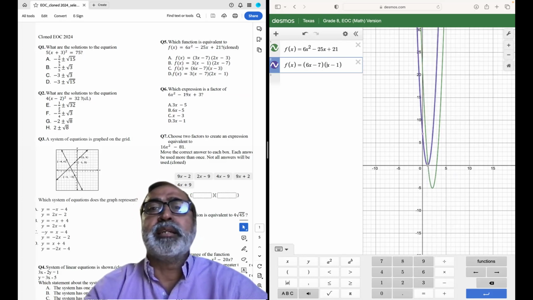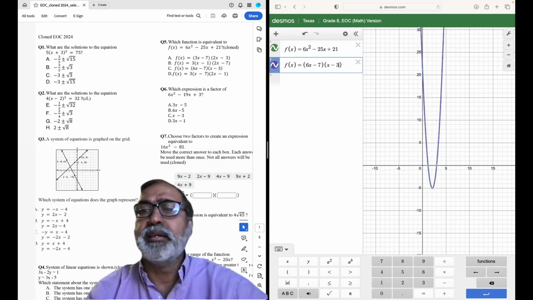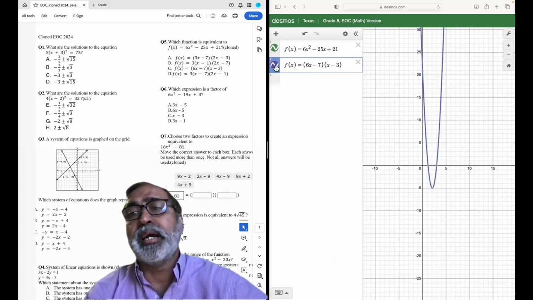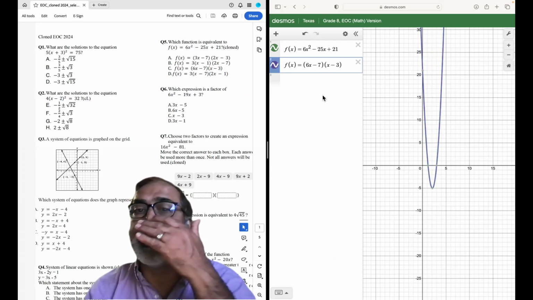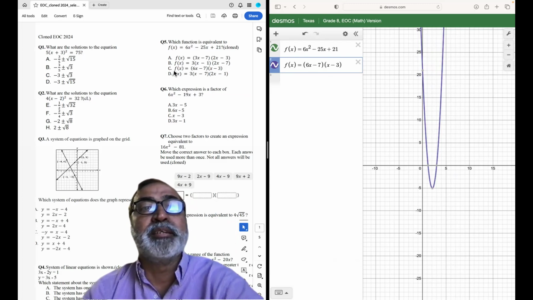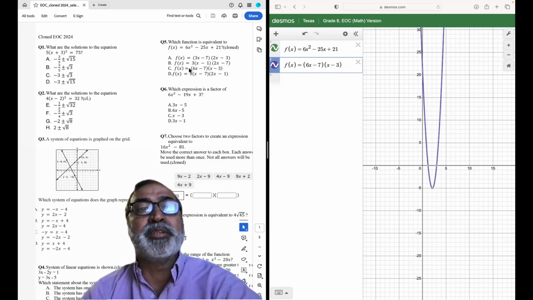All right, so let's try C, 6x and x minus 3. All right, that looks like an overlap. So what we do, we can hide and open, so you can see that the factored form of this answer is the equivalent function for this, and it is C.